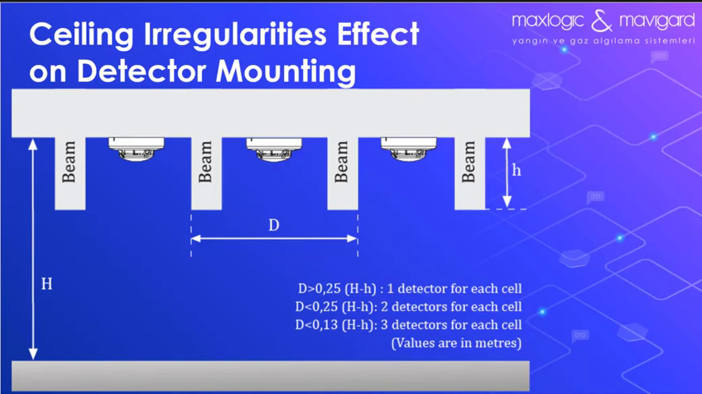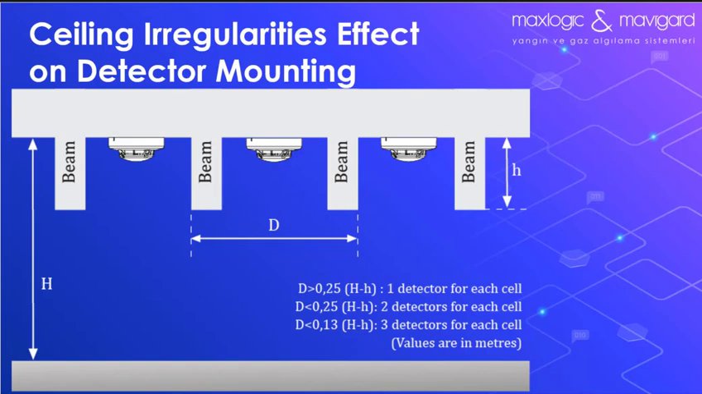As you see on the screen, if capital D is greater than 0.25 multiplied by (capital H minus lowercase h), one detector in each cell. And if the same calculation is less than capital D, one detector in every second cell. And if 0.13 multiplied by (capital H minus lowercase h) is less than capital D, in this situation we are using one detector per 3 cells.